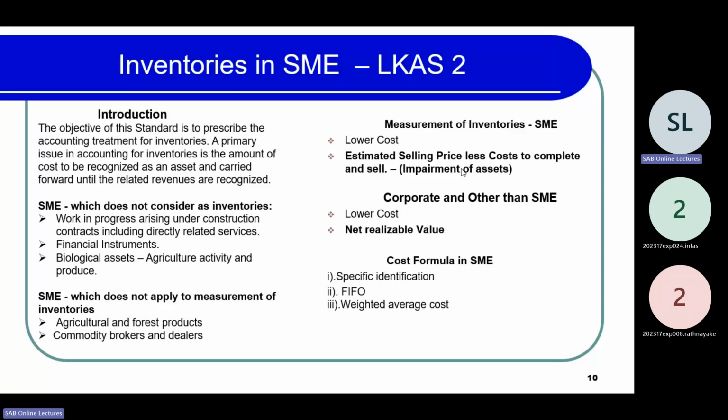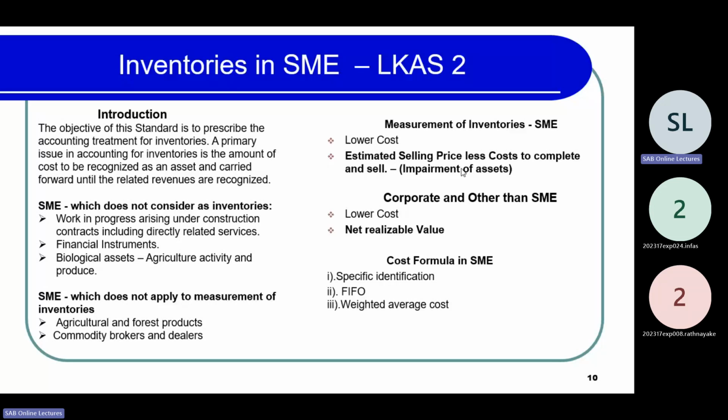The second point is that SMEs do not consider as inventories work in progress, financial instruments, and biological assets, as those are covered by other standards. As an example, for financial instruments, LKAS 11 will be explained when relevant. Next, the standard does not apply to the measurement of inventories in agriculture and forest products and commodity products. There are two types in the measurement of inventories: one is lower of cost, the next is estimated selling price less cost to complete. That is impairment of assets.